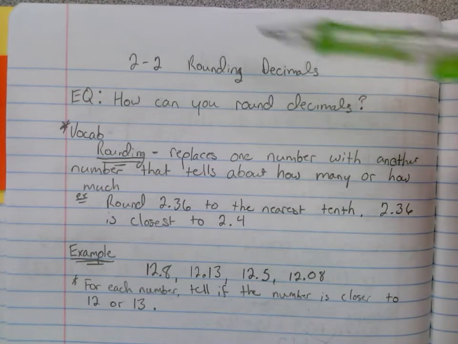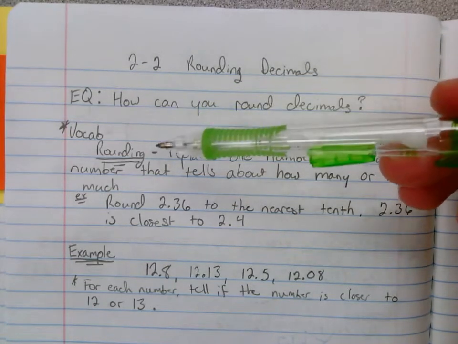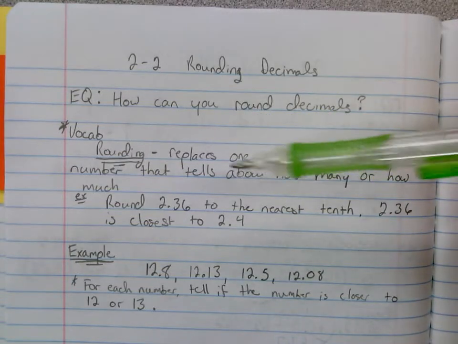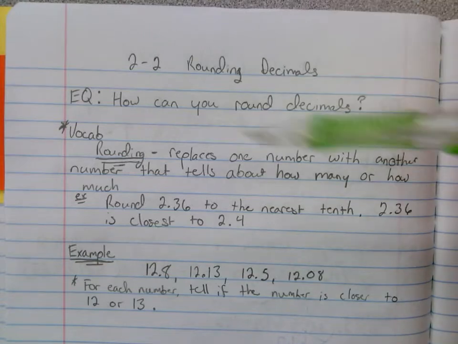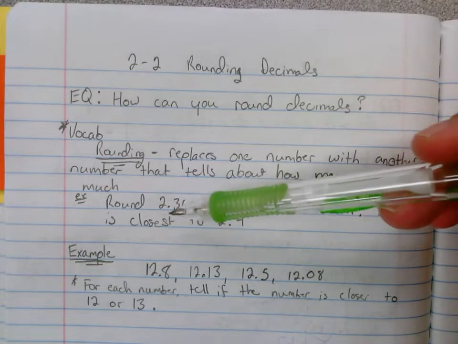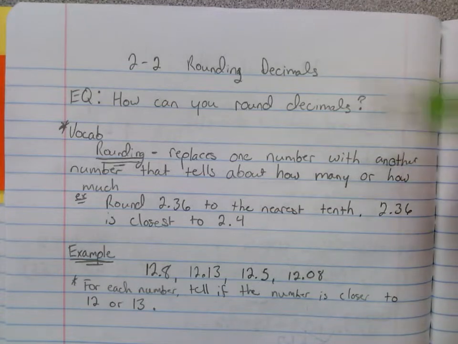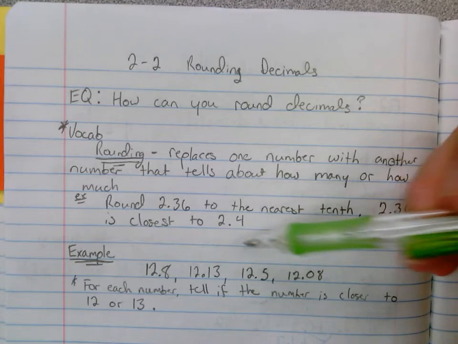Our essential question for today is, how can you round decimals? The vocab is rounding. Rounding replaces one number with another number that tells about how many or how much. An example we can use is round 2 and 36 hundredths to the nearest tenth place. Well, 2 and 36 hundredths is closest to 2 and 4 tenths.